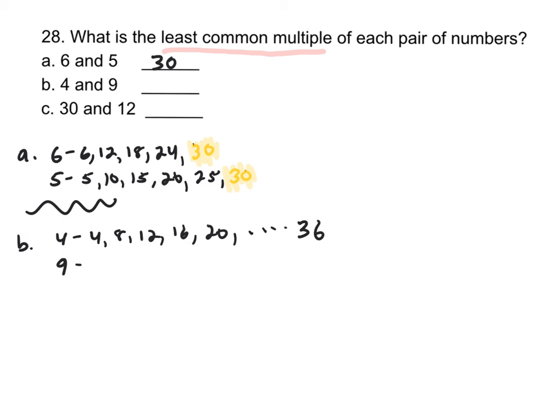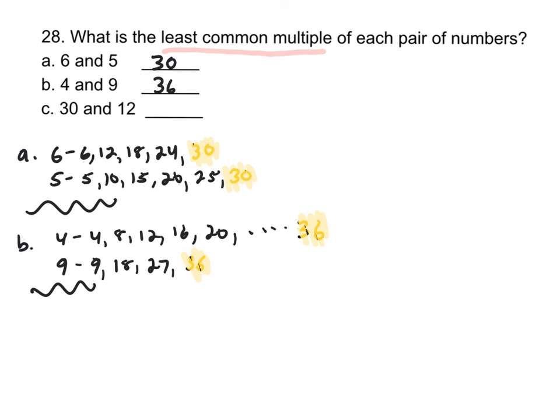to 36. Why? Because I know that 9 times 1 is 9. 9 times 2 is 18. 9 times 3 is 27. 9 times 4 is 36. So 36, we've got a match. Let's highlight that match. 36 and 36. So we know our answer, our least common multiple. Speak, Mr. Kruger, speak. Our least common multiple is 36.